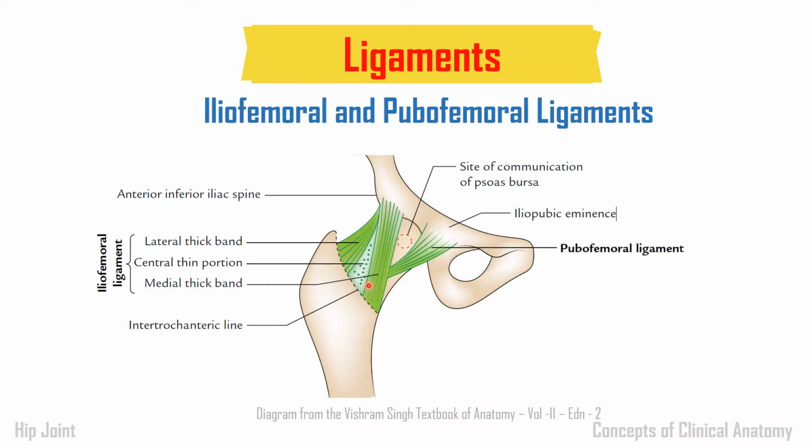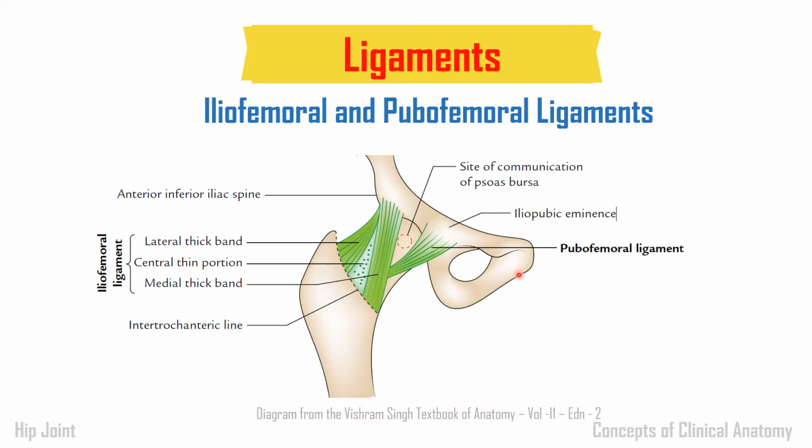So this has three sets of fibers. Two are thick: the lateral thick fiber, which is obliquely running, and the medial thick fiber, which is vertically running. In between, a central loose thin portion of the ligament is there. As I already said, this is one of the strongest ligaments of our body. They say this ligament prevents us from bending backwards. So the iliofemoral ligament prevents us from falling backward. It holds the whole weight of our trunk.